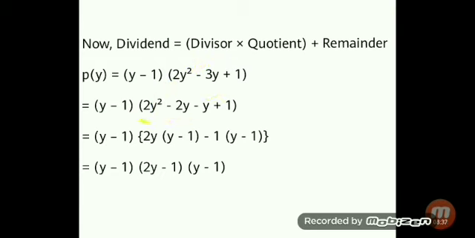So here 2y square plus 2y plus 1y plus 1. If we take 2y common from first two terms, we get y plus 1, and we take 1 common from third and fourth term, we get y plus 1. Now y plus 1 is taken common, we get 2y plus 1 as another factor. So the factors of the polynomial py are y minus 1, 2y plus 1 and y plus 1.